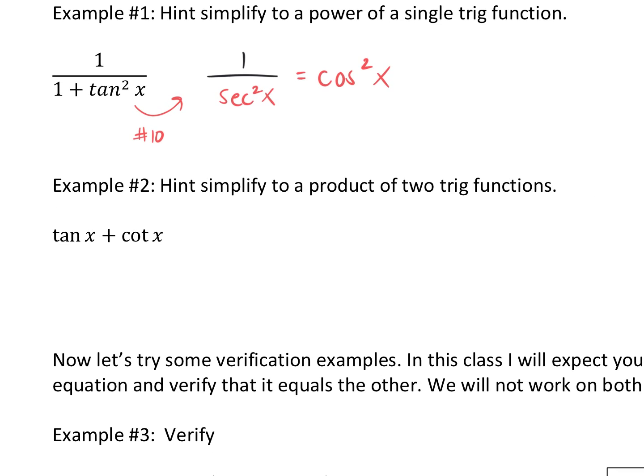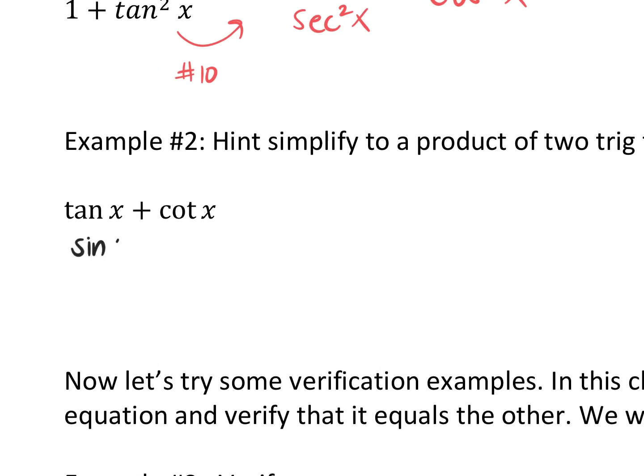The next one's asking us to simplify to a product of 2 trig functions. So I want to simplify tangent of x plus cotangent of x into a trig function times a trig function. One of the steps on the 7 was if we can do the addition, let's do the addition. But can I just add these things together right now? No. So let's rewrite them, because another one of those hints was to rewrite them in terms of sine and cosine. How could I rewrite tangent in terms of sine and cosine? Sine over cosine, right? So this is sine of x over cosine of x. How do I write cotangent of x? Cosine over sine.